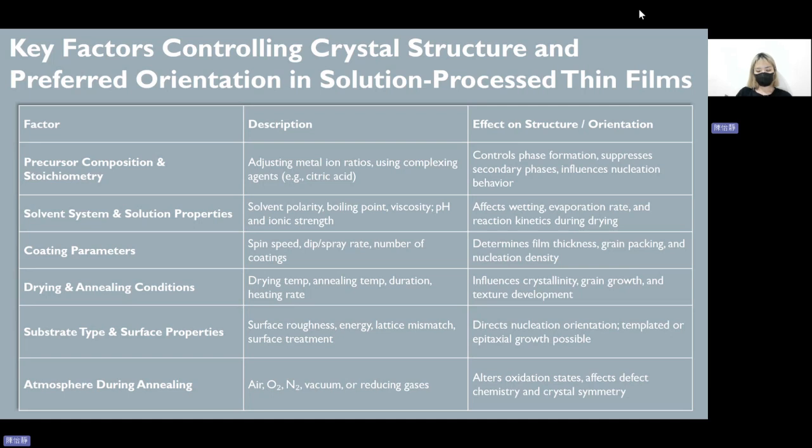6. Heat treatment atmosphere. Oxidizing and reducing atmosphere affect the oxidation state of metal ions, and vapor pressure, and impact defect formation, which in turn affects unit cell parameters and orientation preference.